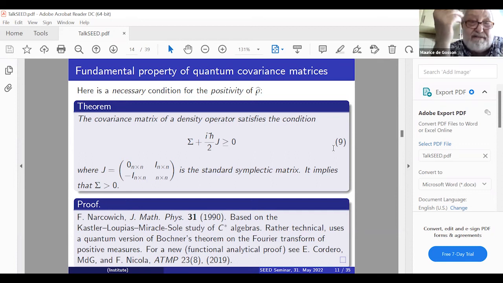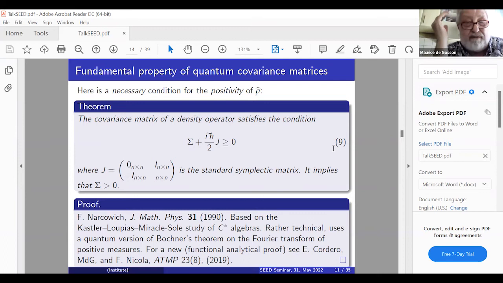So what does 9 mean? First observe that sigma plus i h bar over 2 times J is a Hermitian matrix. Why? Because if you take the Hermitian conjugate, sigma will not change because it's a symmetric matrix, i will be replaced by minus i, and J star will be minus J, as it's easy to see. So all the eigenvalues of sigma plus i h bar over 2 J will be real numbers. And the theorem says that if it's the covariance matrix of a quantum state, then all these eigenvalues must be positive or zero.